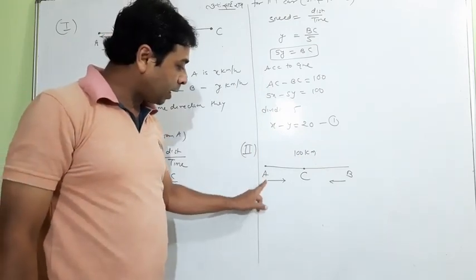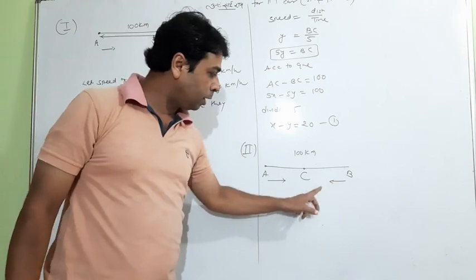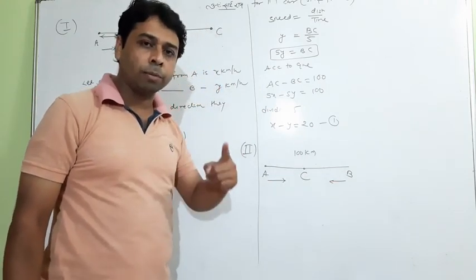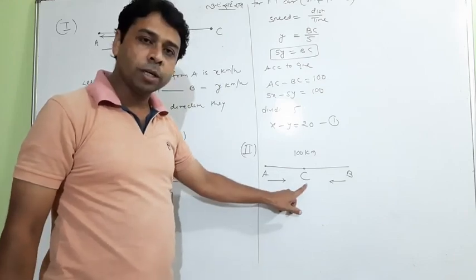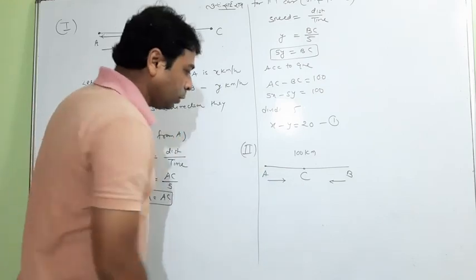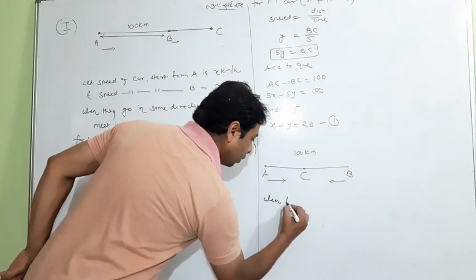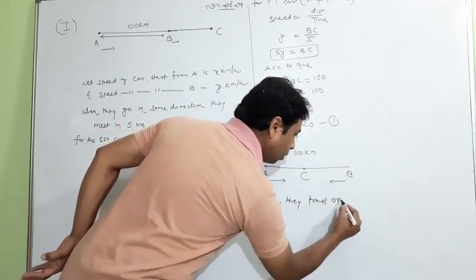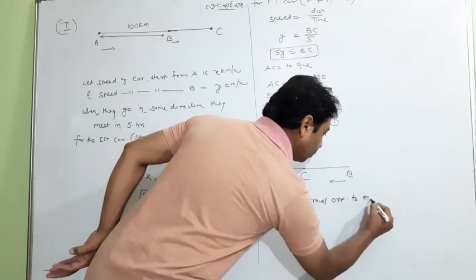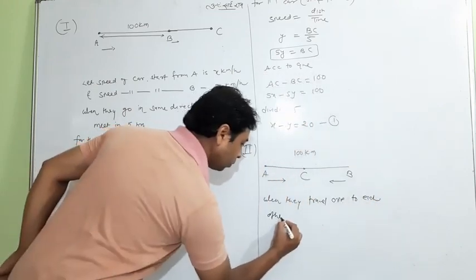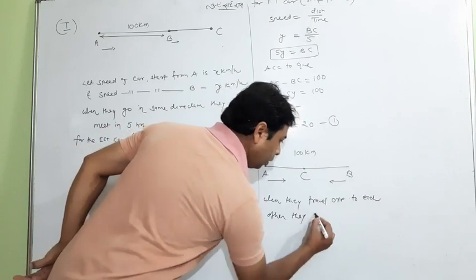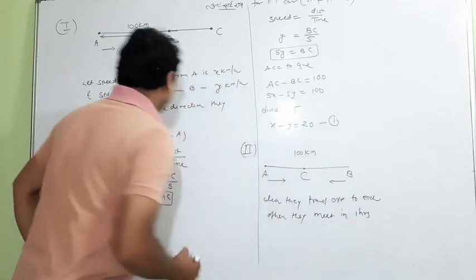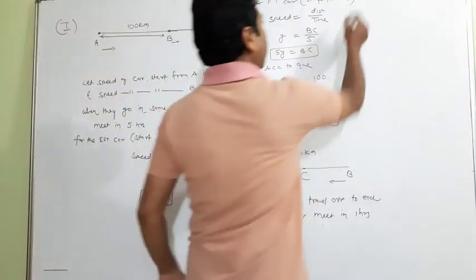Now I ask you, the car starts from A and the other car starts from B. How much time is taken by each car? 1 hour, because after 1 hour they are meeting at point C. And similarly I would do here. When they travel opposite to each other, they meet in 1 hour. So first I will write the same for each car.